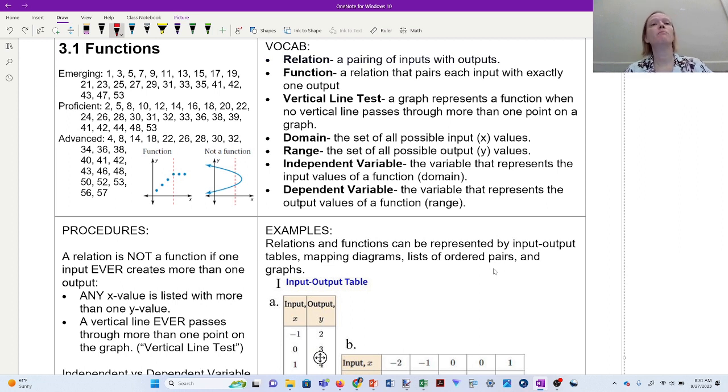So before I give you a definition for function, first let me give you a definition for relation. A relation is just any pairing of inputs with outputs. You put something into an equation and you get something out of an equation. A function is a relation that pairs each input with exactly one output. So you can't have one input giving two or more different outputs. And that's what we're going to look at here, what makes a function different to a relation.